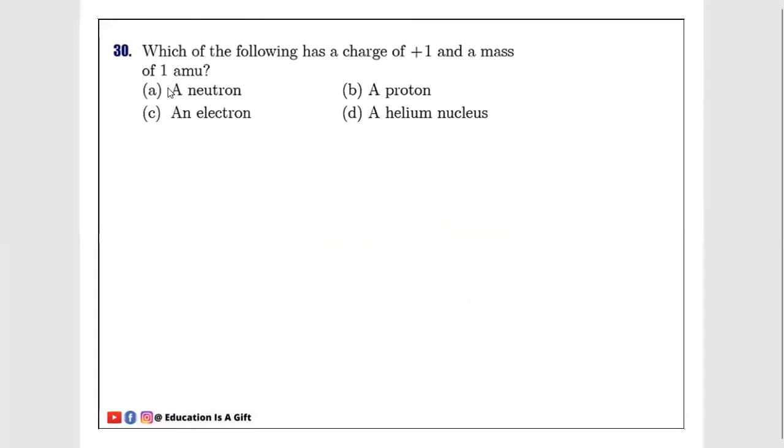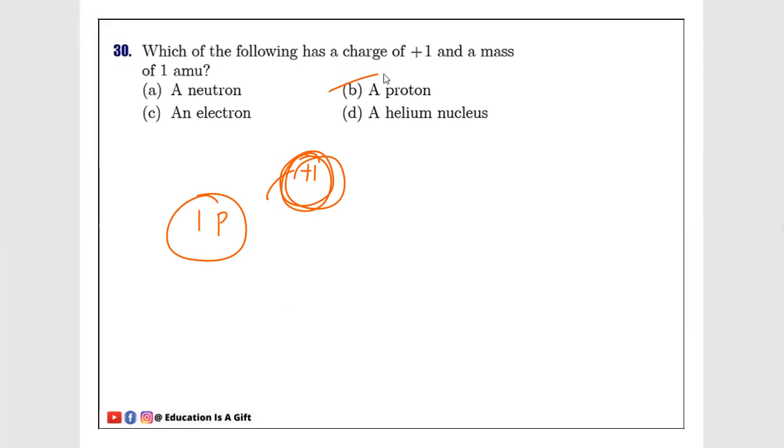30th question, which of the following has a charge of +1 and a mass of 1 AMU? So 1 AMU means it should be 1 proton. So the atom should have only 1 proton, it seems, and charge +1. +1 means it is very near to the element which has one deficiency of electron. Simply to say, +1 in the sense it is positive charge, and simply to say 1 proton, right? Proton has 1 AMU mass and it has +1 charge. If they were asking -1, but it is not 1 AMU, -1 means electron.